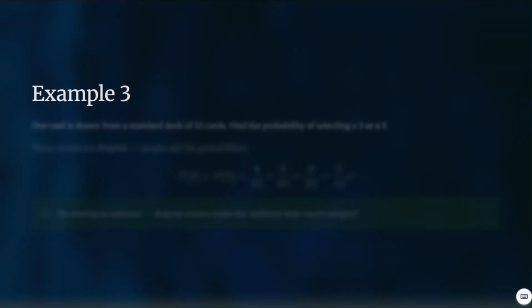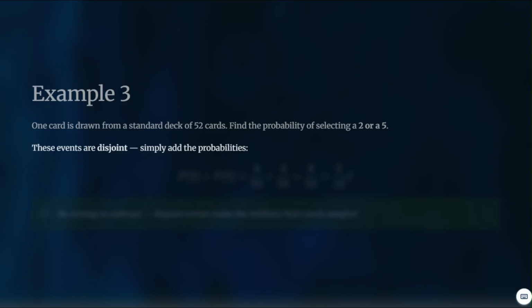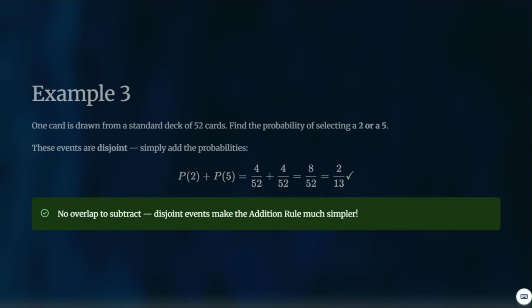For example, one card is drawn from a standard deck of 52 cards. Find the probability of selecting a 2 or a 5. Since a card cannot be both a 2 and a 5, these events are disjoint. So we'll simply add the probabilities. Probability of getting a 2 is 4 over 52. Probability of getting a 5 is also 4 over 52. That will be equal to 8 over 52, which simplifies to 2 over 13. In this case, there's no overlap to subtract, because disjoint events make the addition rule much simpler.